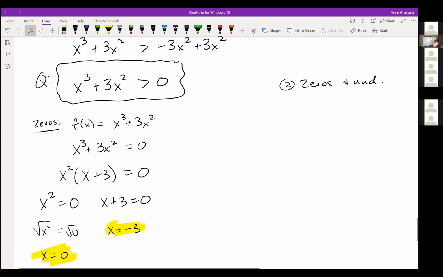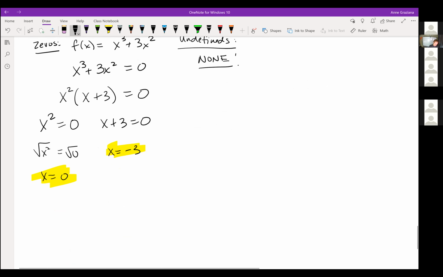Now, what about undefines, or bad numbers? There are none. This is just a polynomial. Polynomials don't have any undefines. So next step is the sign chart. Check regions, all the same thing.